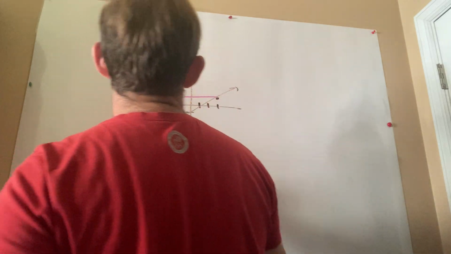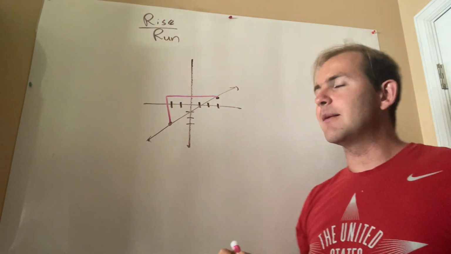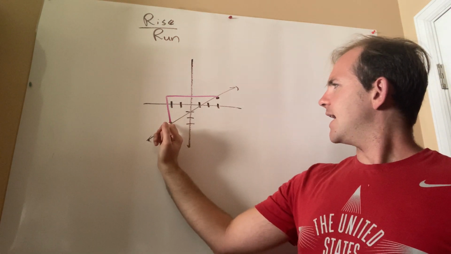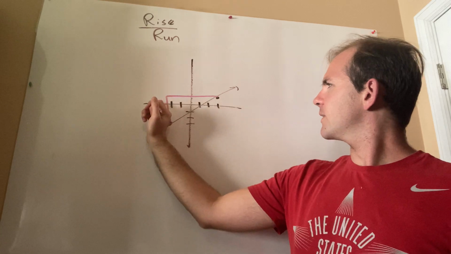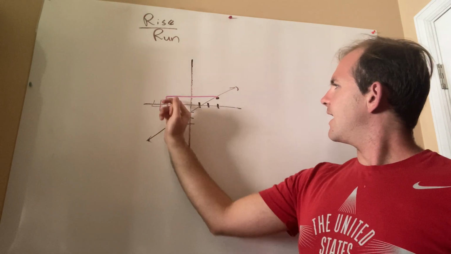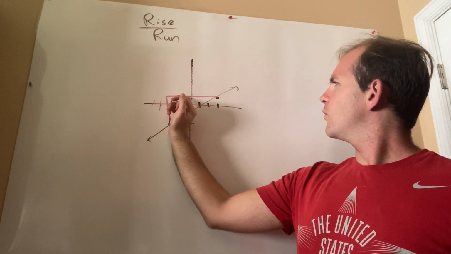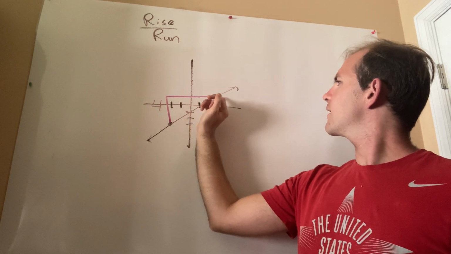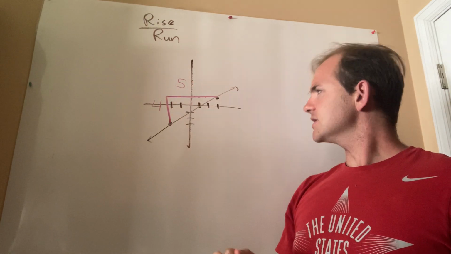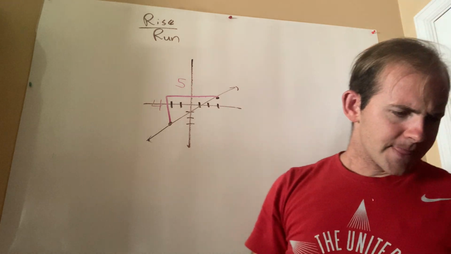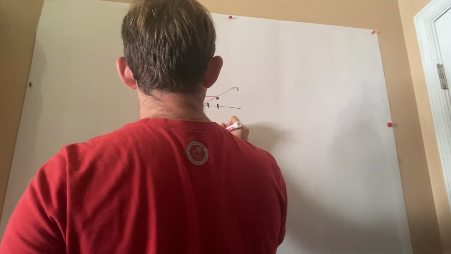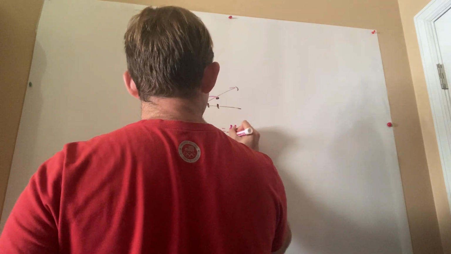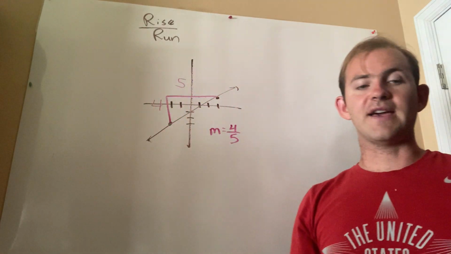But what we want to do is make sure we know how many we rise and how many we run. So counting, I rise 1, 2, 3, 4. Let me write that down. And I run, let's see, 1, 2, 3, 4, 5. So in this particular case, what I would say is that the rise over run equals 4/5. So we can summarize that as the slope is 4/5.